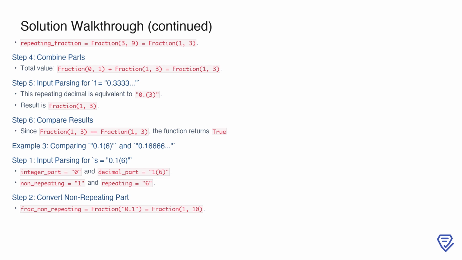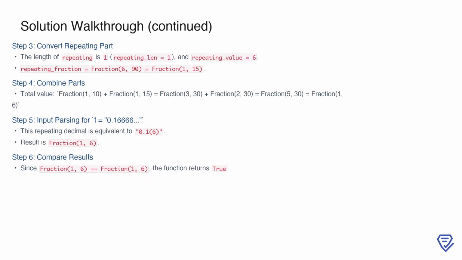For s equals 0.1(6), the string is split into integer_part equals 0 and decimal_part equals 1(6). This gives non_repeating equals 1 and repeating equals 6. The fractional value of the non-repeating part is frac_non_repeating equals Fraction(0.1), which simplifies to Fraction(1, 10). Next, we calculate the value of the repeating part for s equals 0.1(6). The length of repeating equals 6 is 1, so we compute the repeating fraction as Fraction(6, 90), which simplifies to Fraction(1, 15).